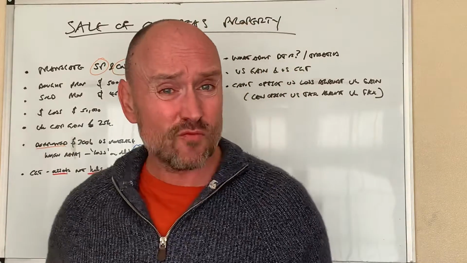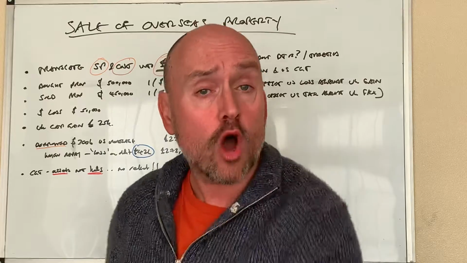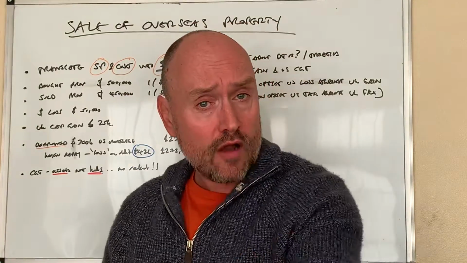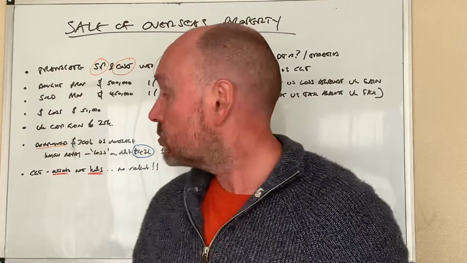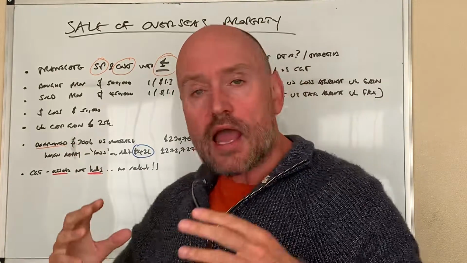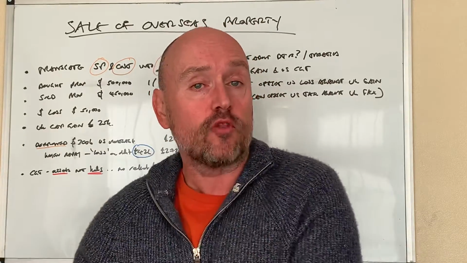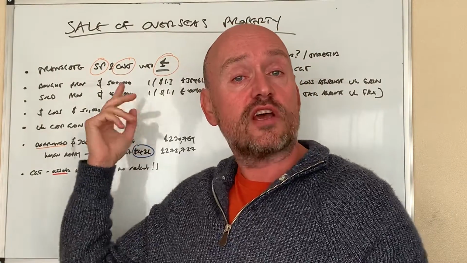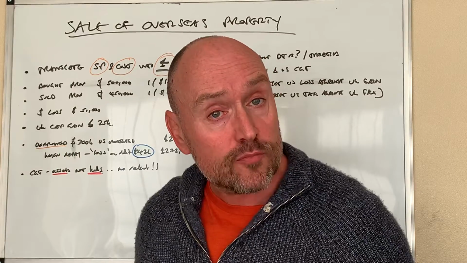Now, it gets even worse in this example. Let's assume this particular chap borrowed to acquire the property. Property cost him $500,000, and he took out a US mortgage of, let's say, $300,000. And what he did was, let's say, it was interest only, so the capital didn't move all the years that he had the property. And when he sold it for $450,000, he repaid the $300,000 mortgage out of the proceeds.